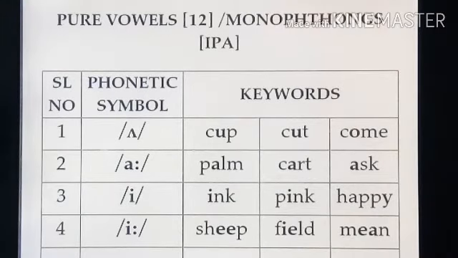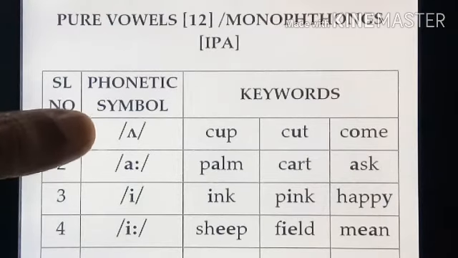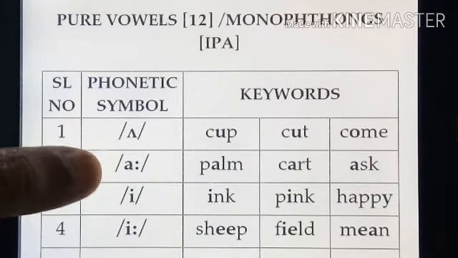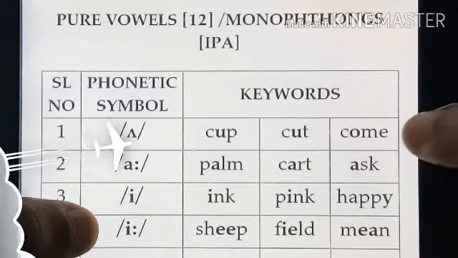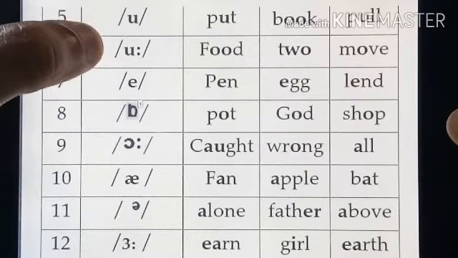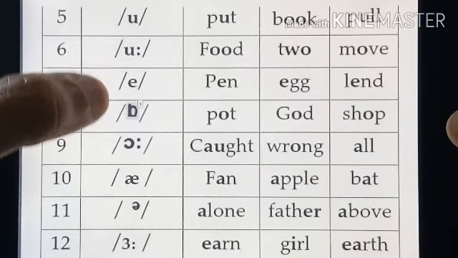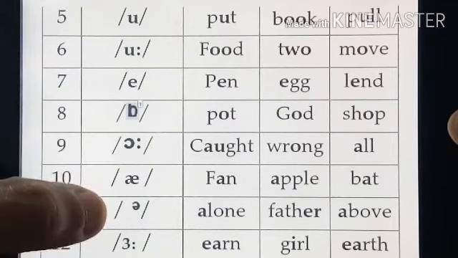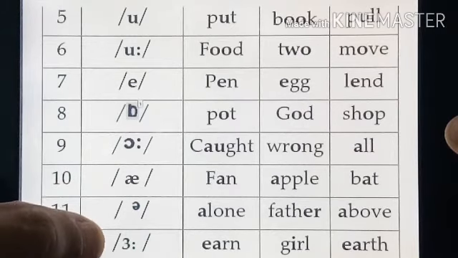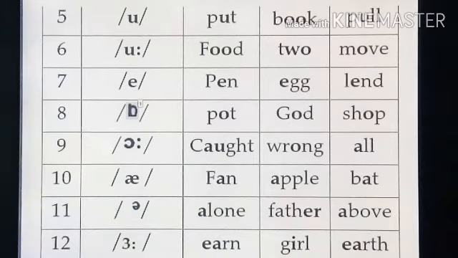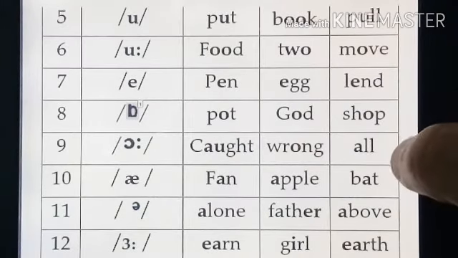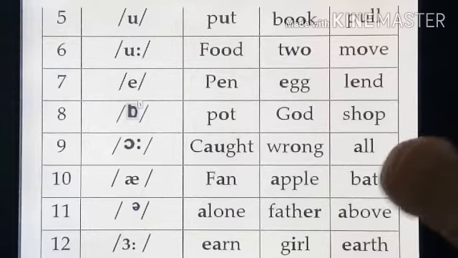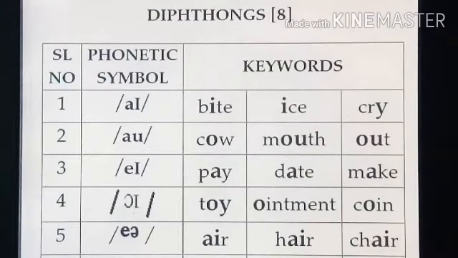Once again, let us explore all these symbols. These are all the sounds which are called pure vowels. Next, we move on to the next concept, that is diphthongs.